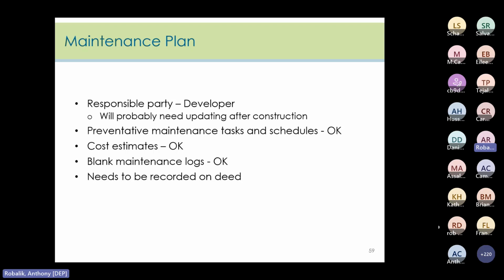They have preventative maintenance tasks and schedules. That's good. They have the required cost estimates. They have blank maintenance logs, and keep in mind that it needs to be recorded on the deed where the maintenance needs to occur. So as long as they do that, everything seems to be okay with this maintenance plan.